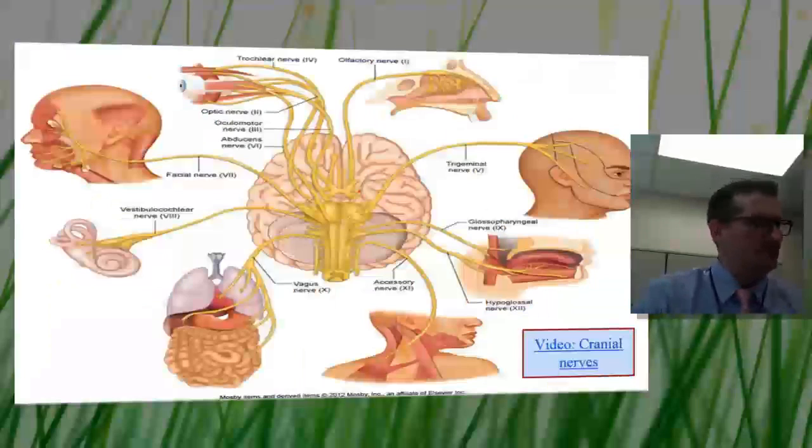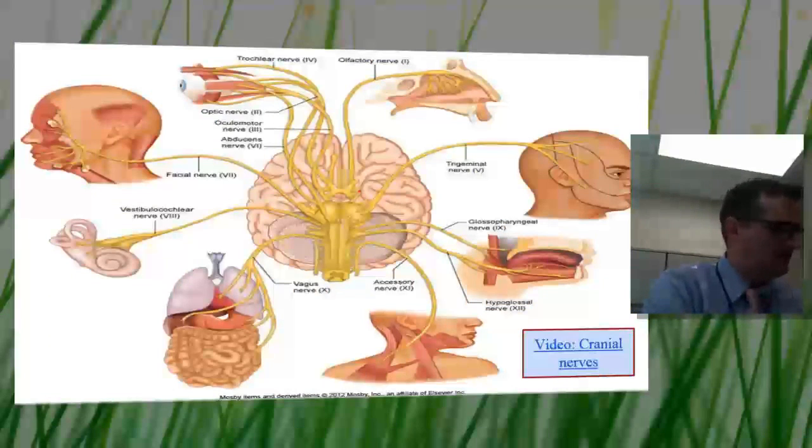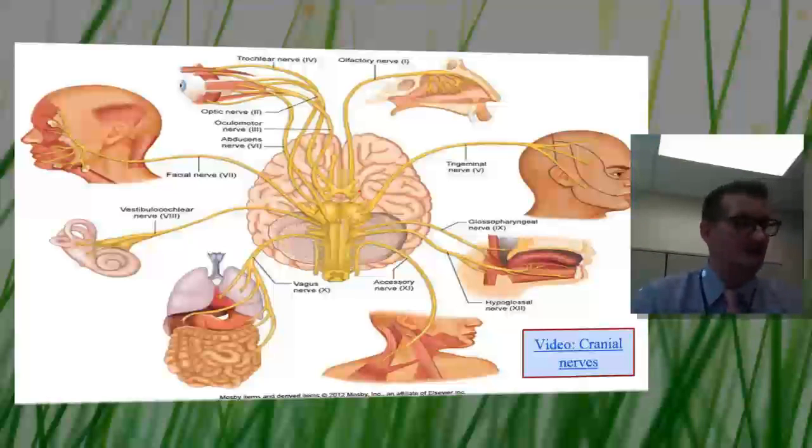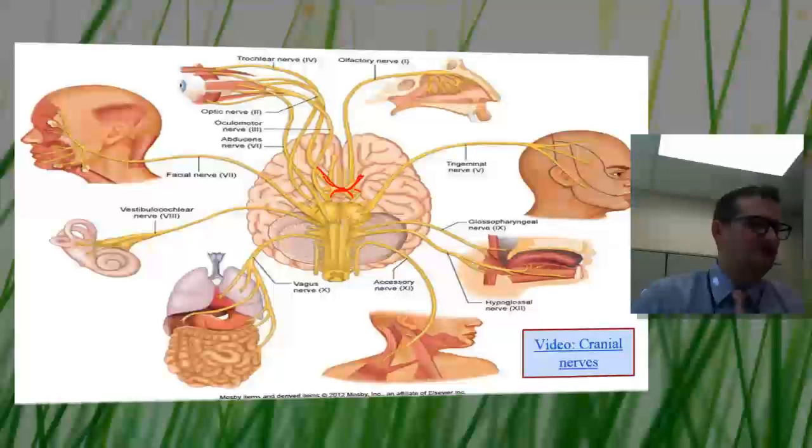We have 12 pairs of cranial nerves that arise directly from the brain to relay messages to the rest of the body. Each cranial nerve is identified by a name and a Roman numeral beginning in the anterior portion of the brain. So cranial nerve number 1 is the olfactory nerve, which begins right here, right from the brain. Cranial nerve number 2 is here. It crosses over right after the pituitary, or posterior to the pituitary gland, and it's shown here. So the first and second cranial nerves actually arrive directly from the brain itself.